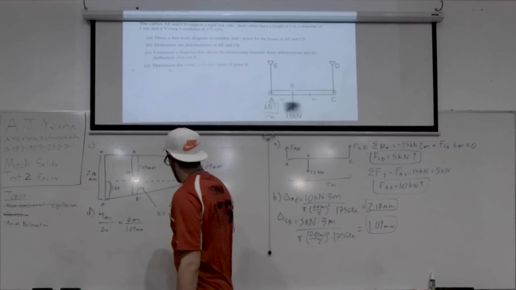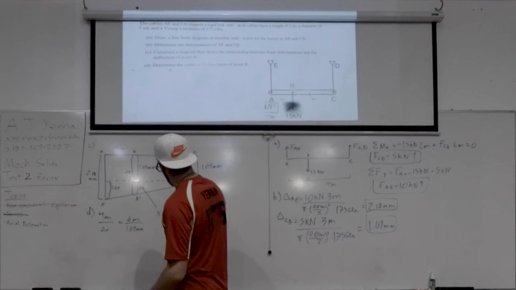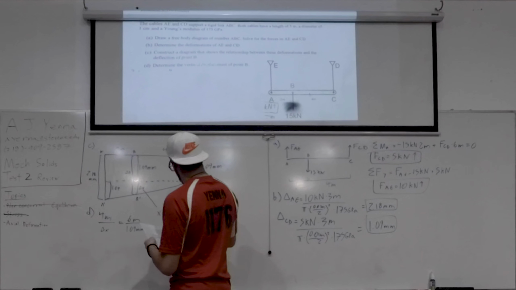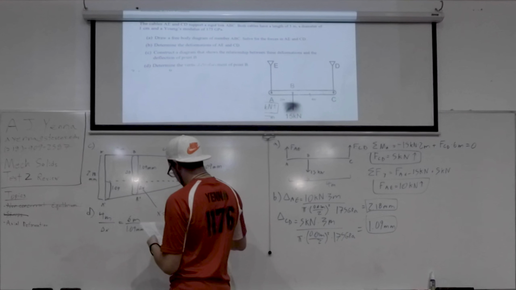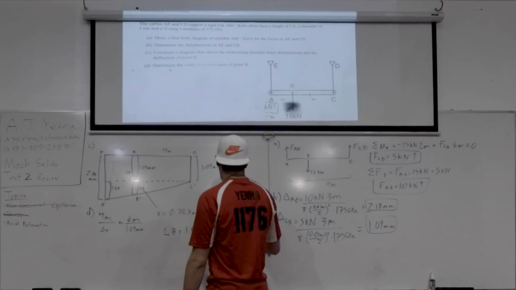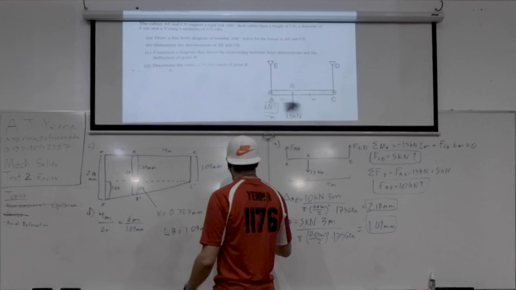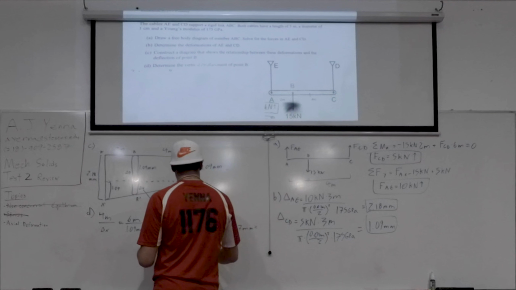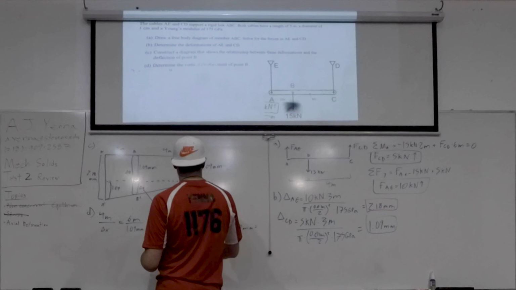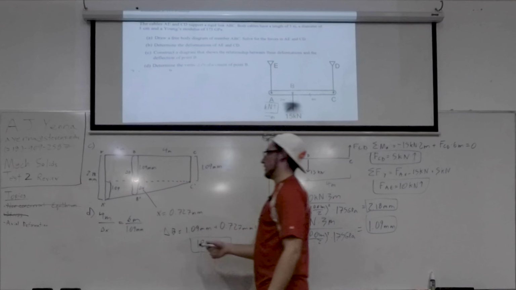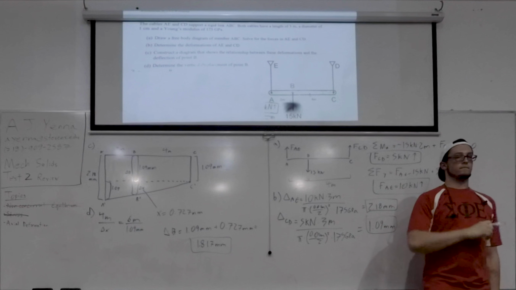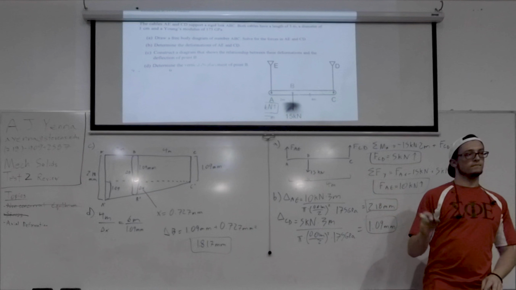And then the amount that B actually traveled is the 1.09, which we see geometrically here, plus that extra 0.727 millimeters, which is 1.817 millimeters, and that's the displacement of B. Any questions? That was the whole problem. Okay.